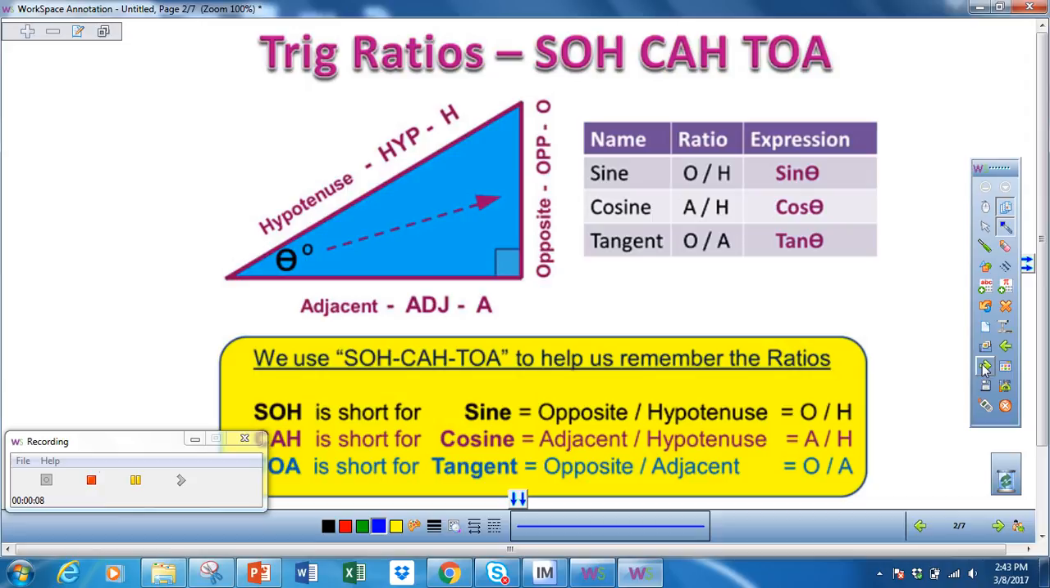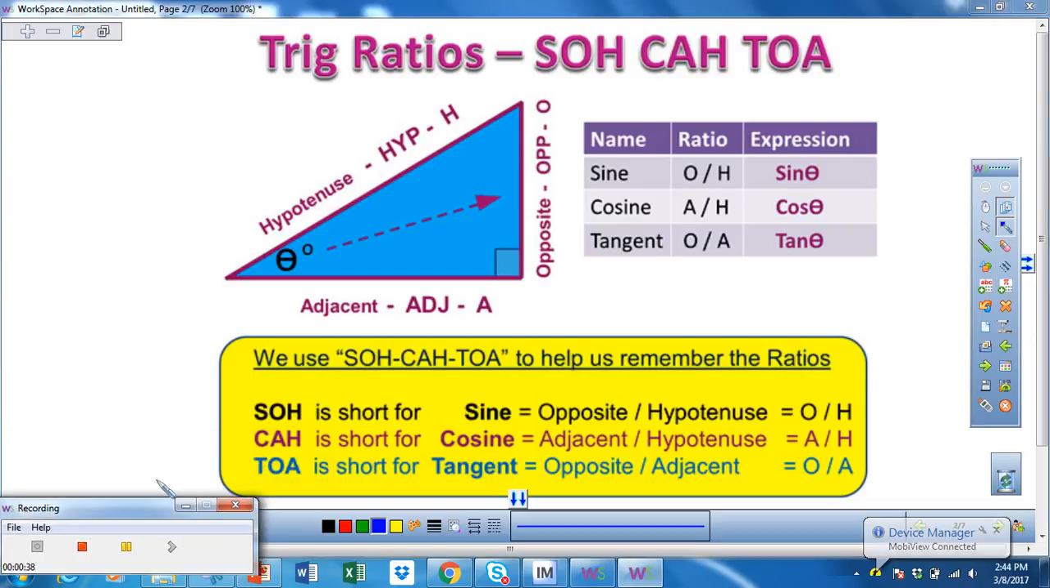So we have sine is opposite over adjacent. The opposite side is always the one that is furthest from the angle in question. The adjacent side is the one closest to the side that we're looking for. So if this is theta, my opposite side is the one that's not touching it. The adjacent side touches it. And of course, this is my hypotenuse.